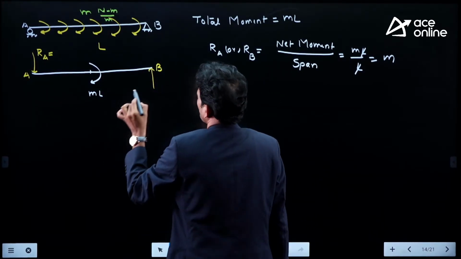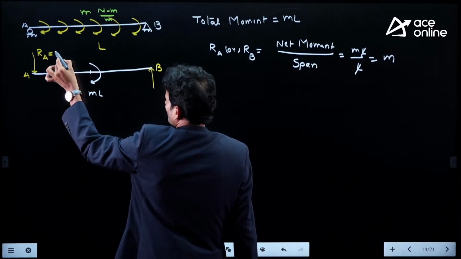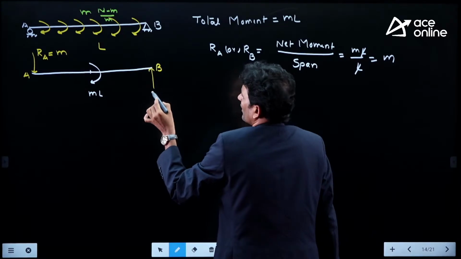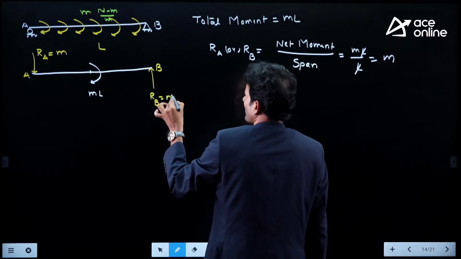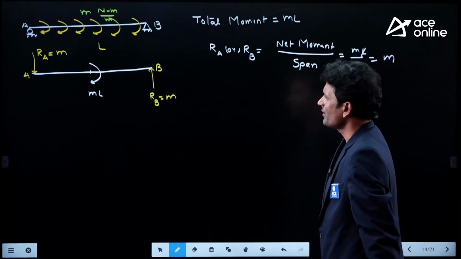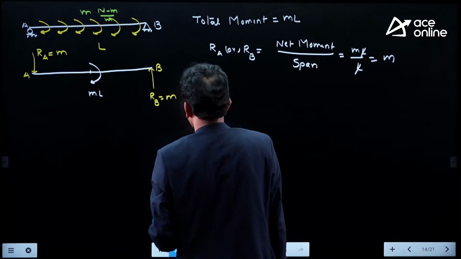This is the direction for both reactions. RA should be equal to M. RB is acting in the vertically upward direction with a magnitude of M. That is the case we are having, where we are finding the reactions RA as well as RB.